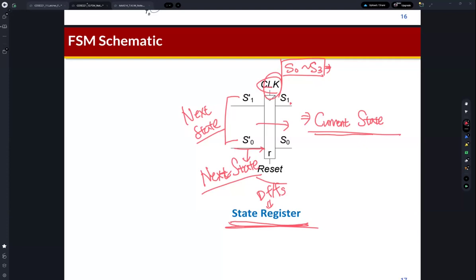So which means on the rising edge of clock, the current state becomes the next state. The next state is reflected to current state. Okay, understand?